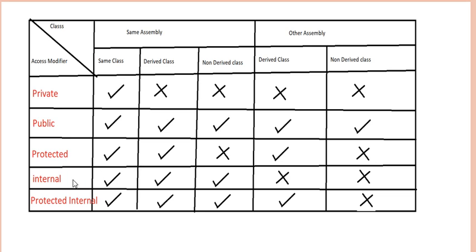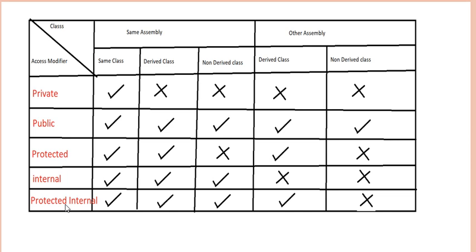And the next one is internal. Internal means only the same assembly, all the places I am able to access, whatever the variable, method or class. If you declare it as internal, I am able to access it in the same assembly, but in other assemblies I am not able to access it.